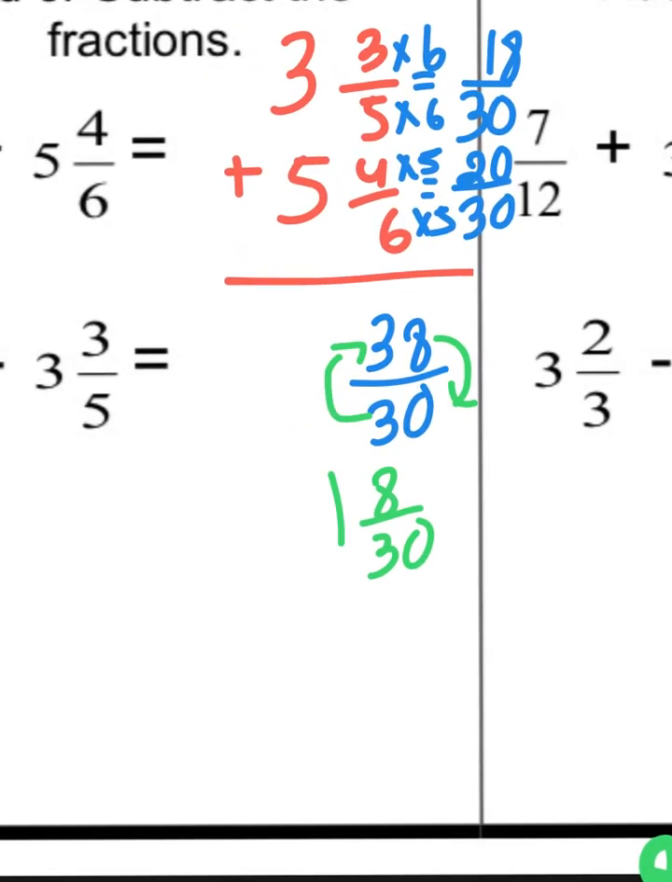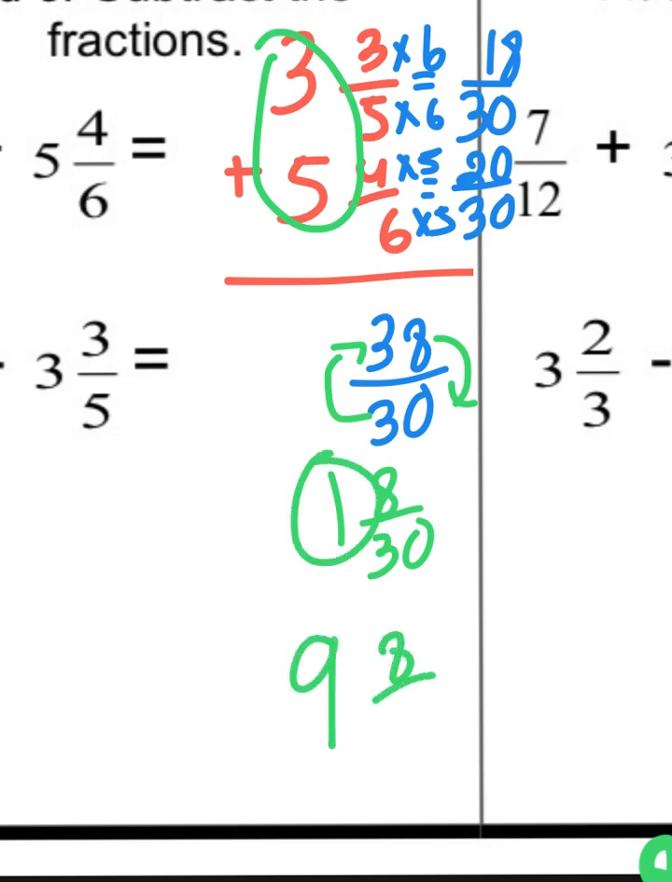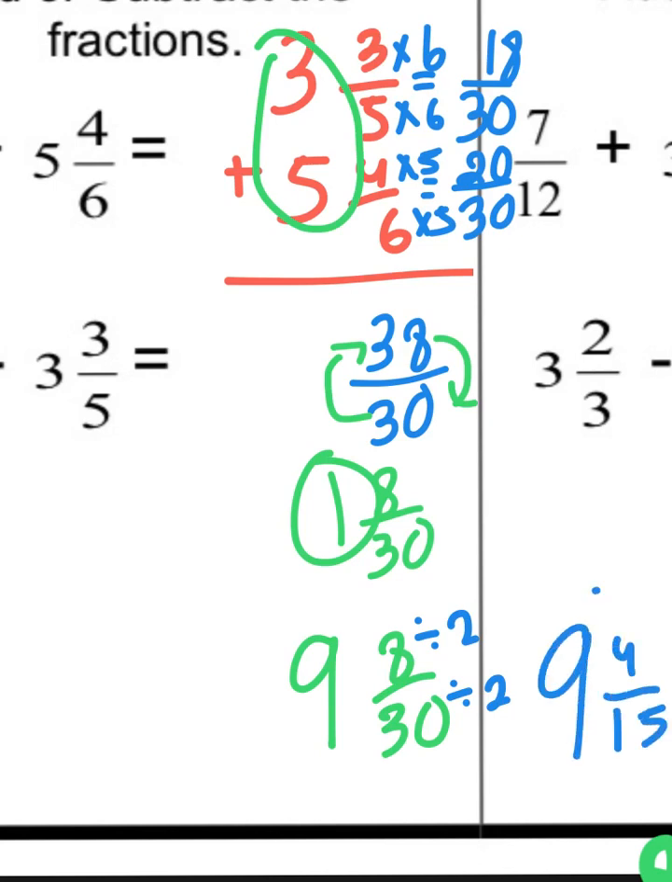And then you have to add your wholes. So you have the 5 plus 3 up top, which is 8. Add that 1, which makes 9 8/30. But then you have to simplify by dividing the numerator and your denominator by 2. That gives us 9 wholes, and then 4 over 15. It's 4 because 8 divided by 2 is 4, and it's 15 as your denominator because 30 divided by 2 equals 15.